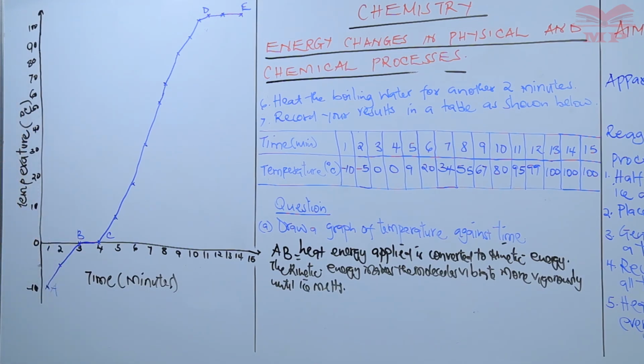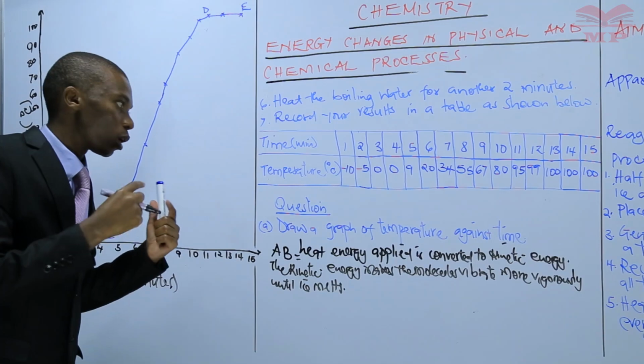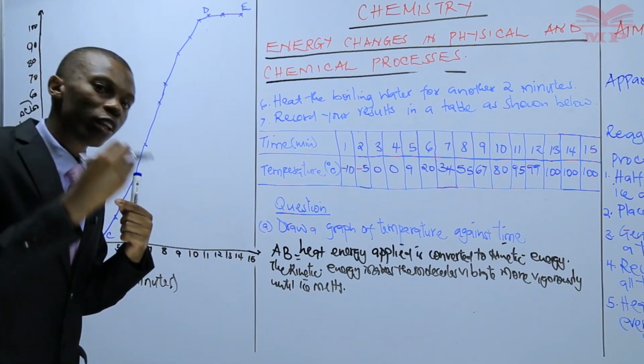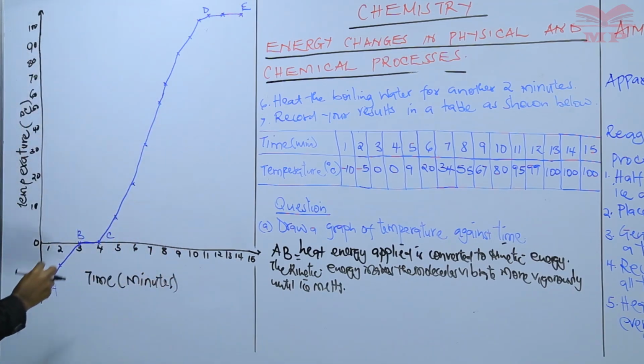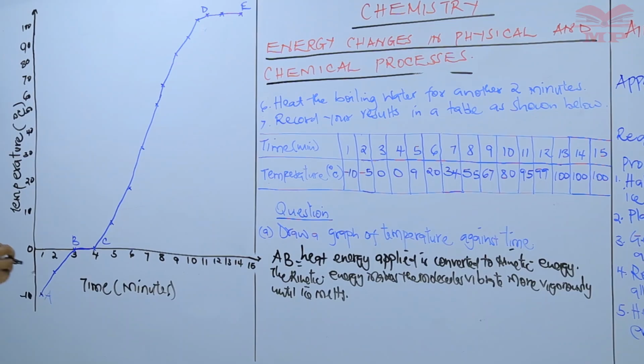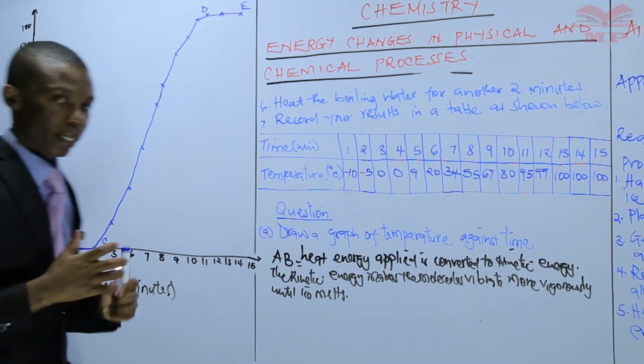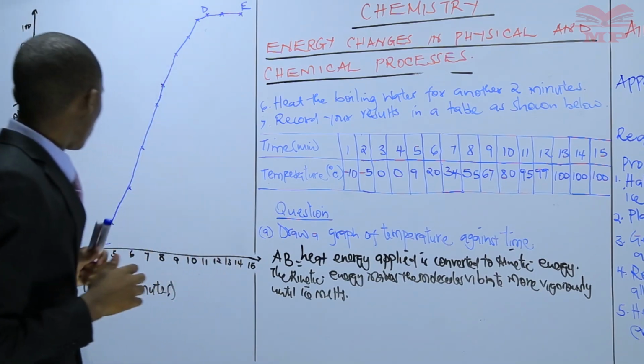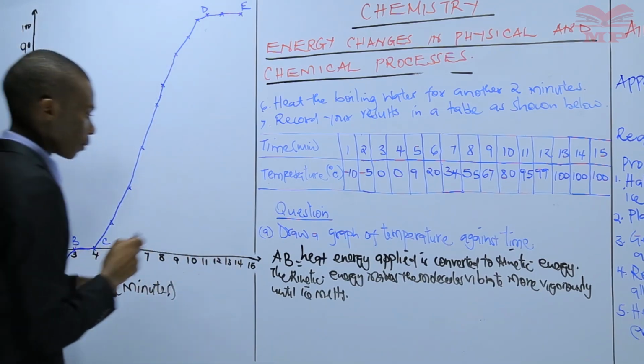That kinetic energy is now making the molecules of this water start vibrating. Once they vibrate, they vibrate even more vigorously, and that's why there is a steady rise in temperature between point A and point B. So that's what happens in A, B. The second part is BC.